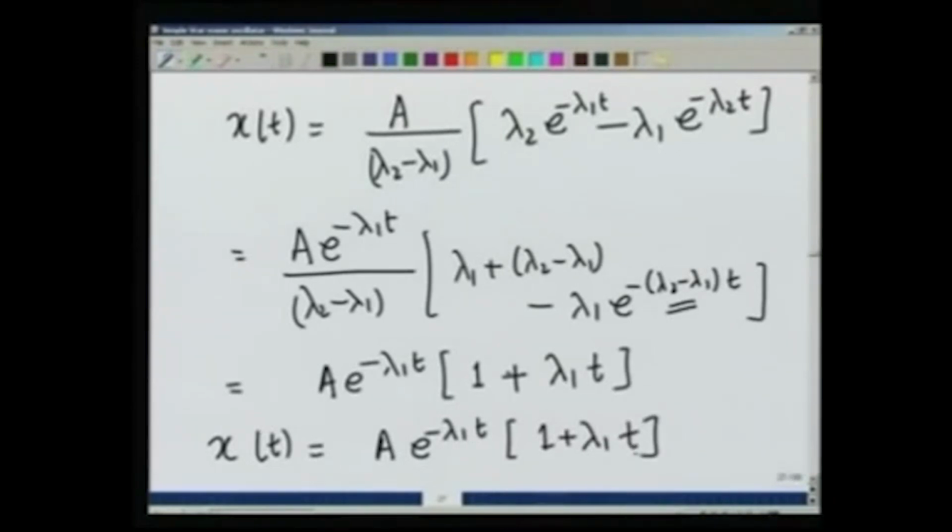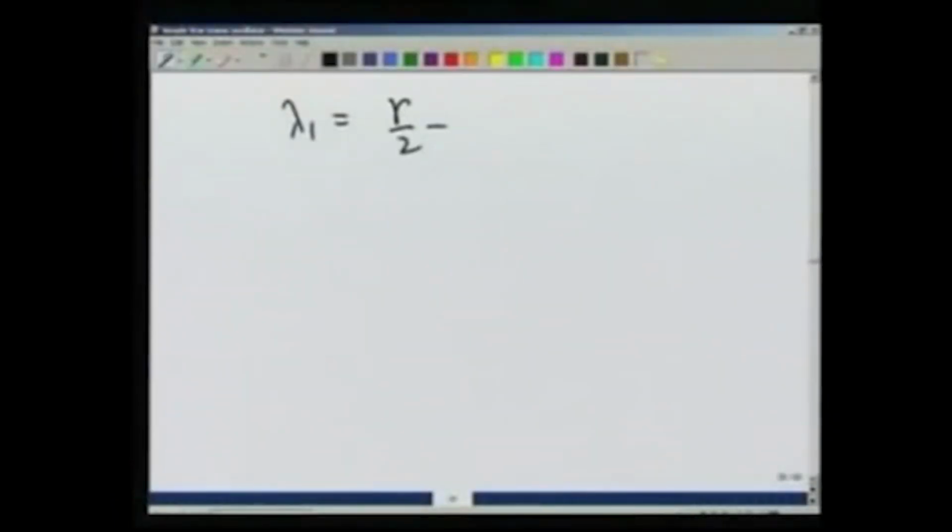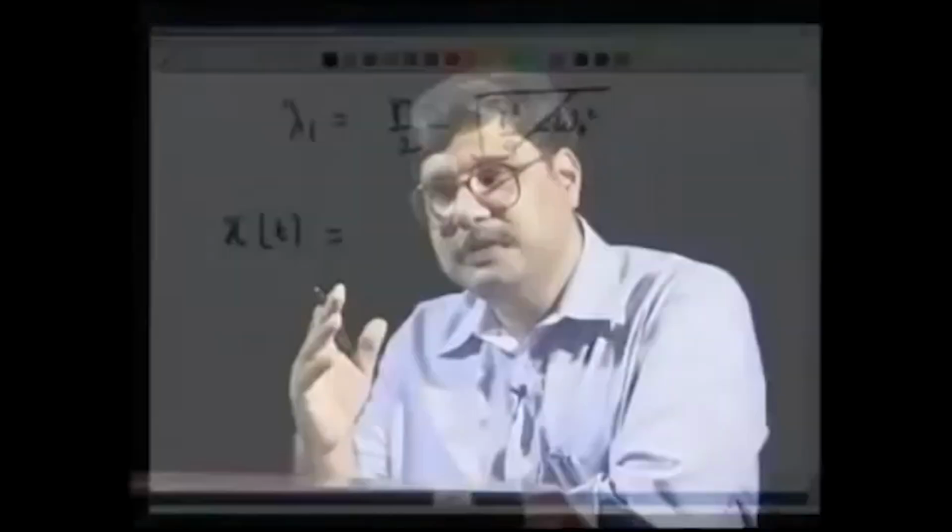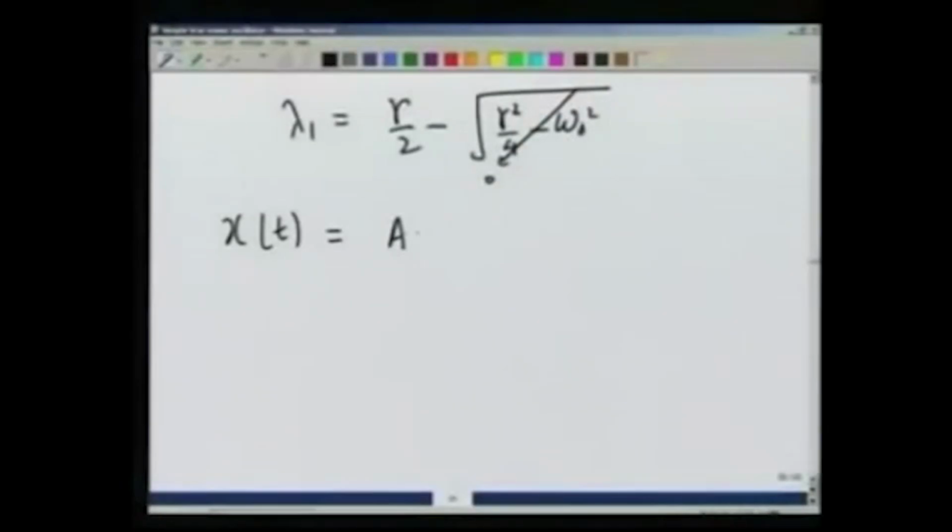And what is lambda 1 in this case? It is nothing but gamma over 2. Remember, lambda 1 is equal to gamma over 2 minus square root of gamma square over 4 minus omega 0 square, and this term is 0 in this case, and therefore, the general solution in the critical damping case, when I stretch the spring out, is a e raised to minus gamma over 2 t times 1 plus gamma t over 2.